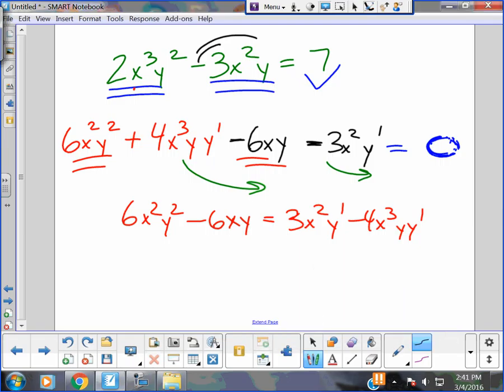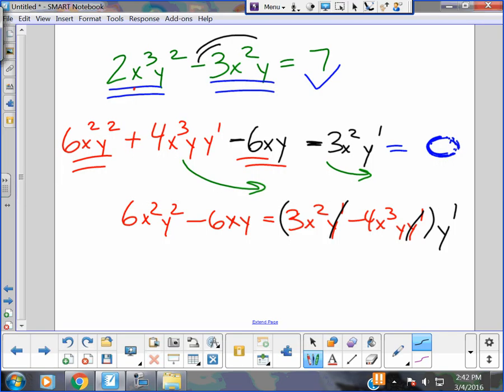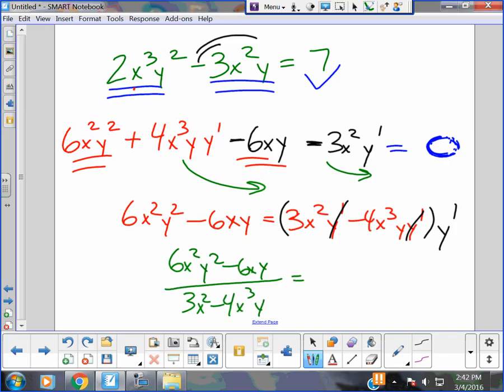My favorite trick from Algebra 2 is anytime I want, I can do this. Now I can see it's y prime times the stuff. And then everybody, all we gotta do is divide. Don't get cute. There's nothing to simplify. 3, 4, 6, and 6, they don't share a common factor.